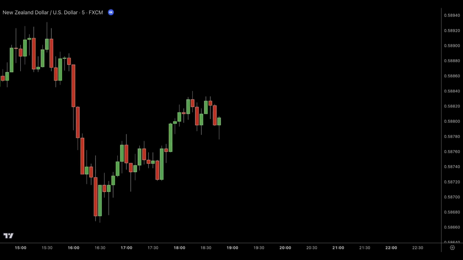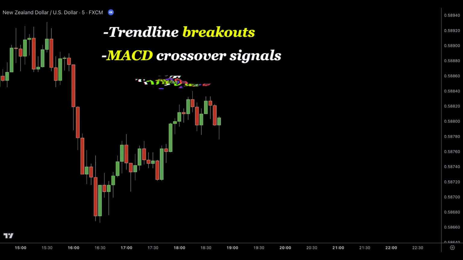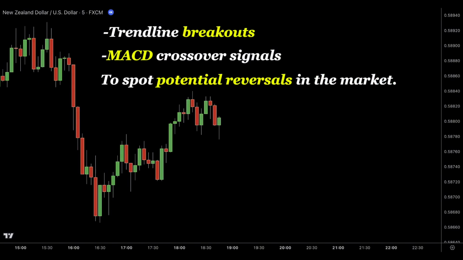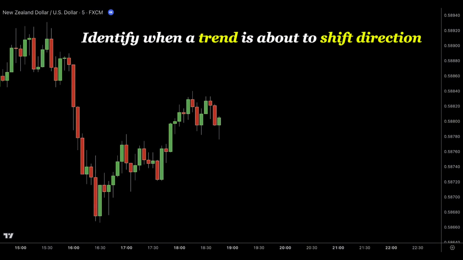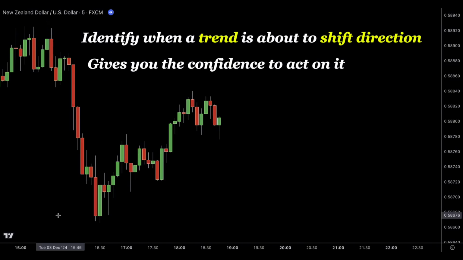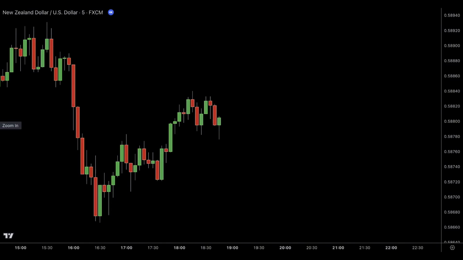In this second strategy, we're going to combine trendline breakouts with MACD crossover signals to spot potential reversals in the market. This combination helps you identify when a trend is about to shift direction and gives you the confidence to act on it. When trading with trend lines, there are 2 primary patterns you need to know.